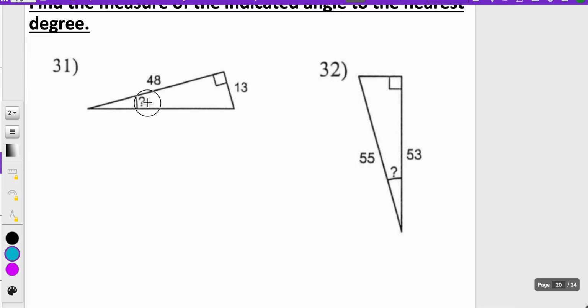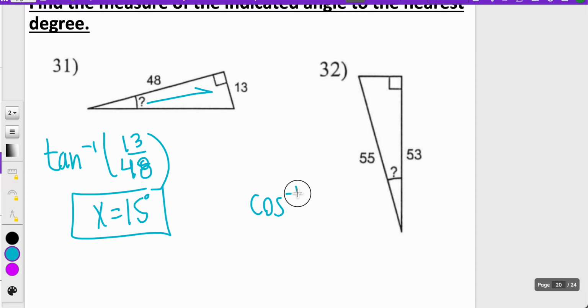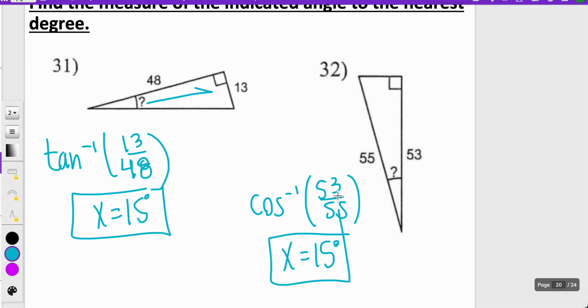For my 31, opposite over adjacent, so tangent inverse of 13 over 48. I'm getting about 15 degrees rounded to the nearest degree. And then for 32, adjacent over hypotenuse, that's cosine inverse of 53 over 55. And I'm getting about 15 degrees there as well. Okay.